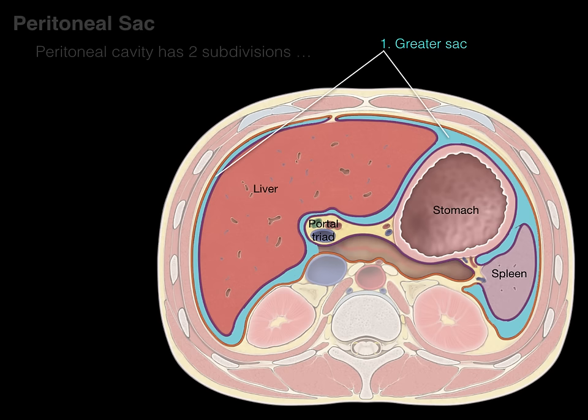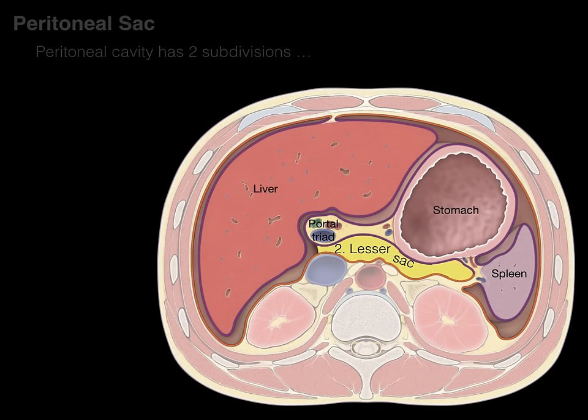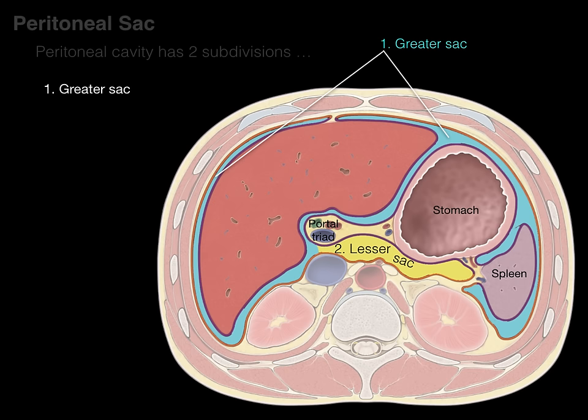Now, the peritoneal cavity has two subdivisions: the greater sac, which is the majority of the peritoneal cavity, and deep to the stomach, we've got this lesser sac right there. So basically, the greater sac plus the lesser sac equals the peritoneal cavity. And so the lesser sac is really just this space deep to the stomach and lesser omentum and a little bit of the liver.